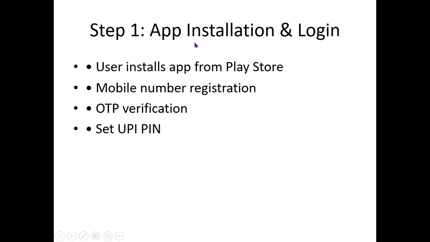So first step is to install and log in. You can search the app in the Play Store and install it. Use your mobile number as a registration. OTP will appear on your mobile number. Then use that OTP and log in. You can set your UPI pin. The UPI pin is used for authentication. Authentication means whether the user is a verified one, and that is done by checking the PIN numbers.